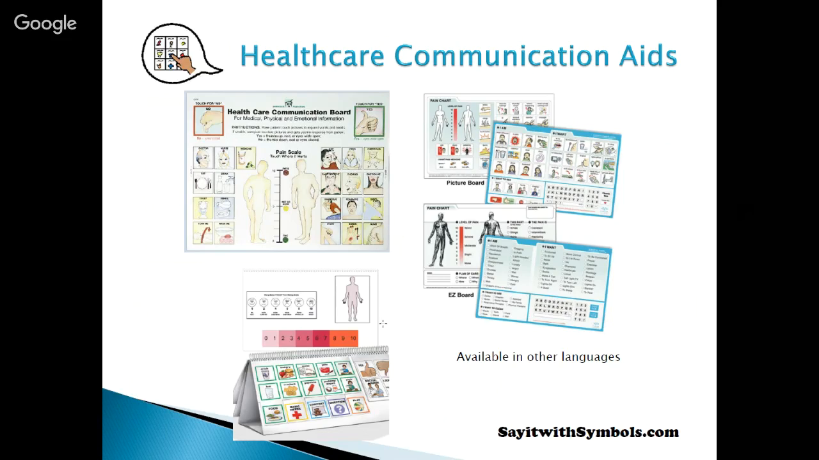The product on the bottom here is pretty new. It's from Attainment, and it's almost a combination. It has a little bit of everything on it. It stands up. It's got an easel stand, so it's appropriate to use at a bedside. It has a pain scale. It has words. It has body parts. So that's kind of a neat option, which has a little bit of everything in it. So that's from Attainment.